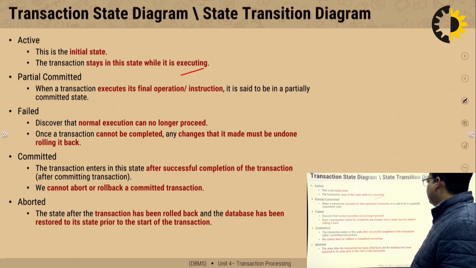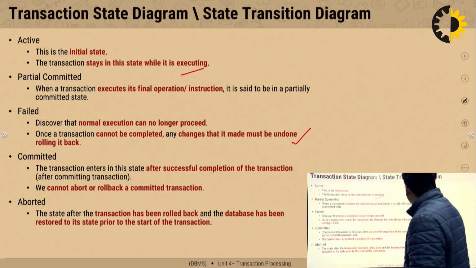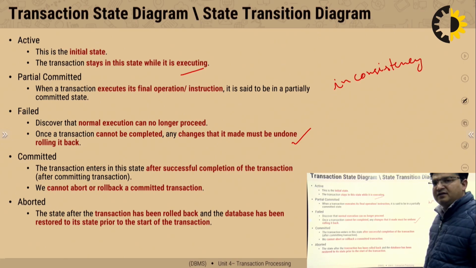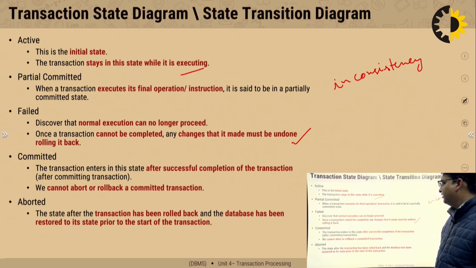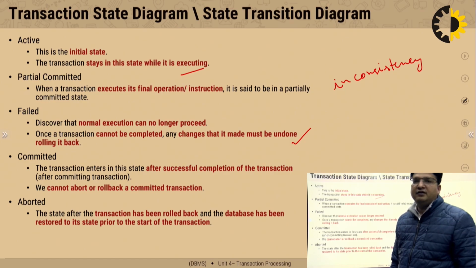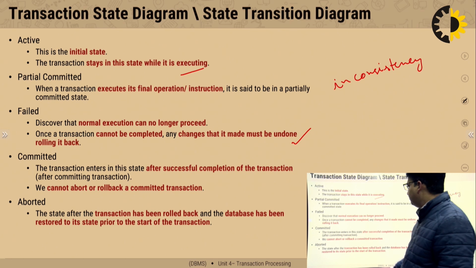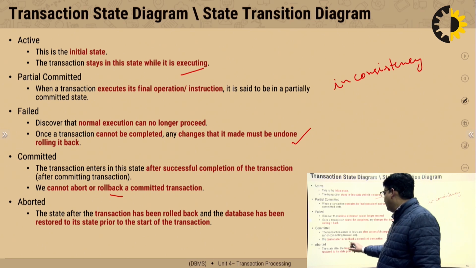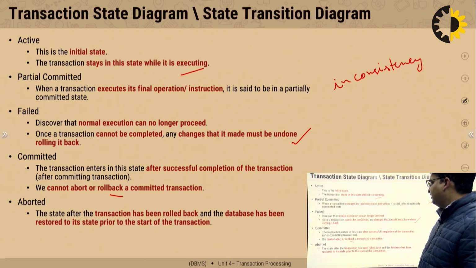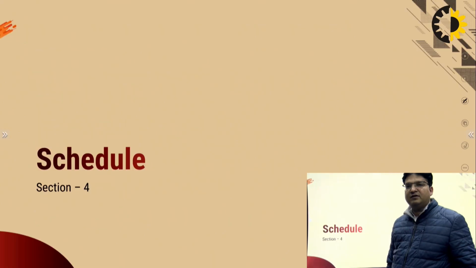Once a transaction cannot be completed, any change that is done must be undone. Otherwise, the problem of inconsistency can occur. Next is the committed state. The transaction enters this state after its successful completion. After entering the committed state, we cannot undo or roll back a committed transaction. And last is the aborted state. The state after the transaction has been rolled back and the database has been restored to its state prior to the start of the transaction.